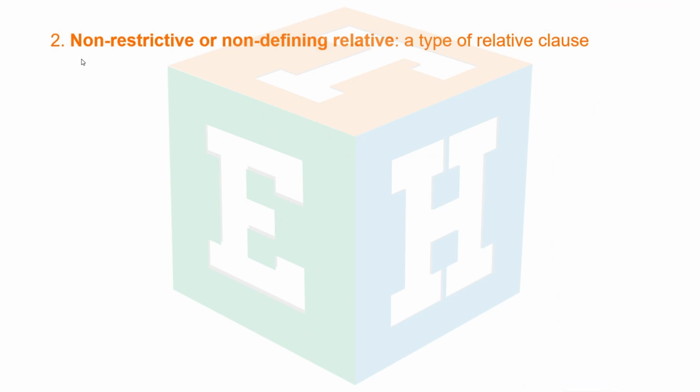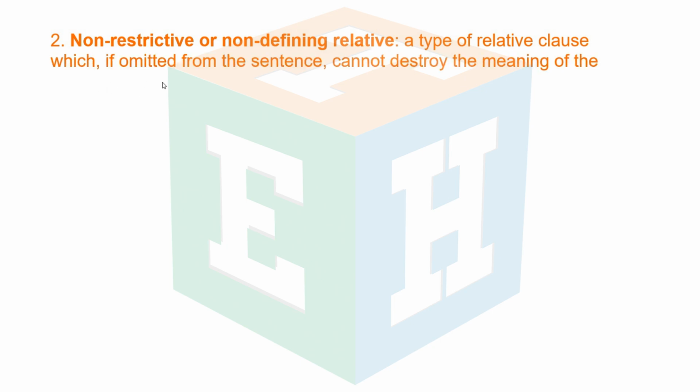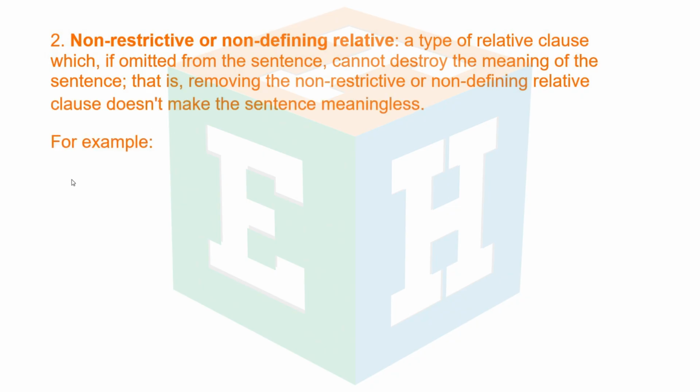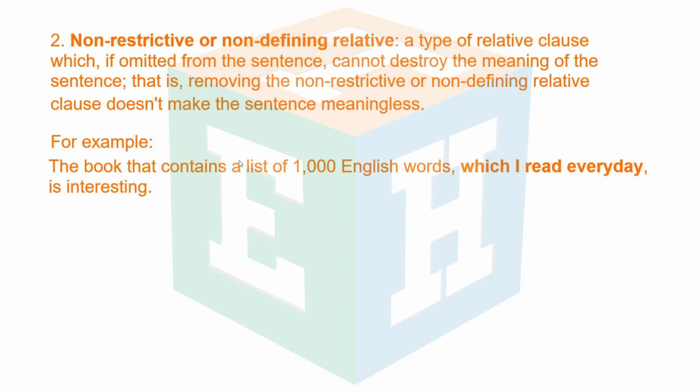Number 2. Non-restrictive or non-defining relative clause, a type of relative clause which, if omitted from the sentence, cannot destroy the meaning of the sentence. That is, removing the non-restrictive or non-defining relative clause doesn't make the sentence meaningless. For example, the book that contains a list of 1,000 English words, which I read every day, is interesting.